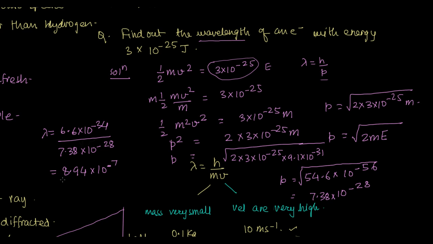We try to bring it to the nearest micrometer or nanometer. So if I divide it by 10, it becomes 0.894, and I multiply this by 10, this becomes 10 to the power minus 6. So it is 0.894 into 10 to the power minus 6 meters, which is nothing but 0.894 micrometers. Just 0.894 micrometers. Is that okay? Fine.